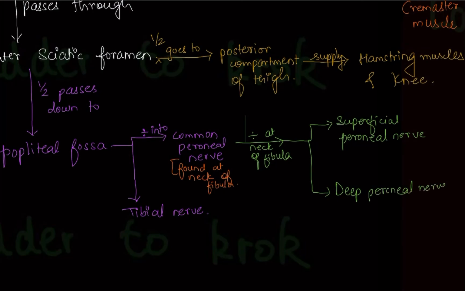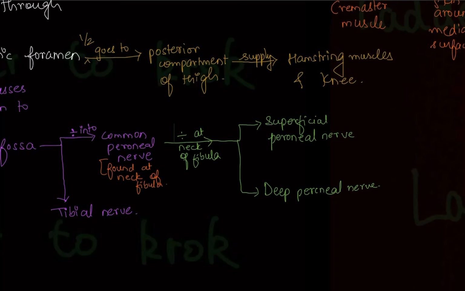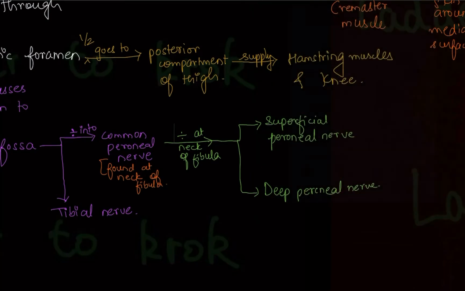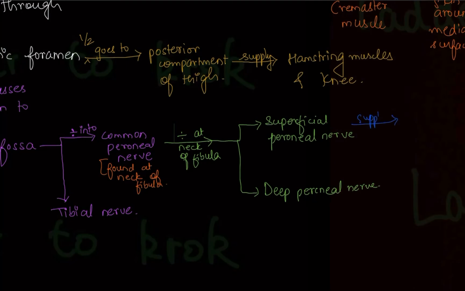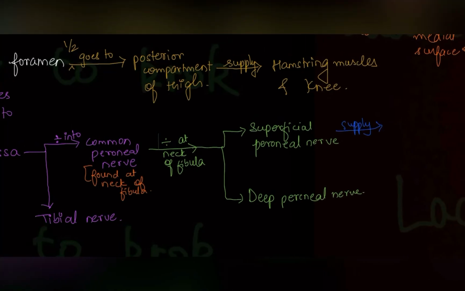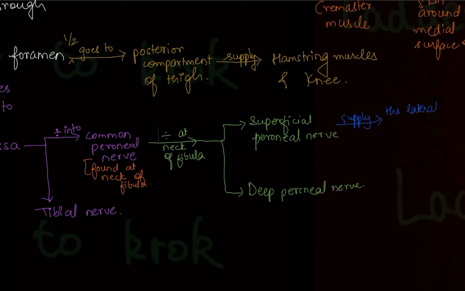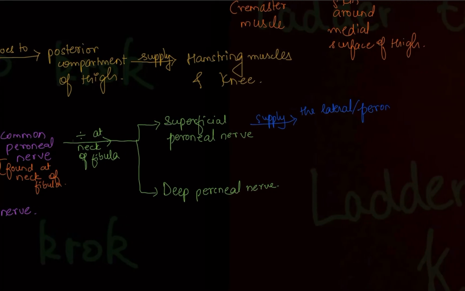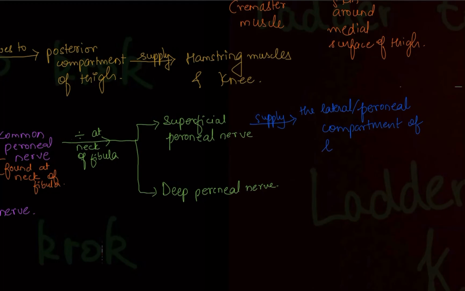Okay. Now the superficial peroneal nerve, write down whom it will supply. It supplies the lateral, or you can also write it as peroneal, compartment of lower leg. Okay, thigh was done, so now we are talking about the lower leg. Understood? And this deep peroneal nerve will supply the anterior compartment of leg.